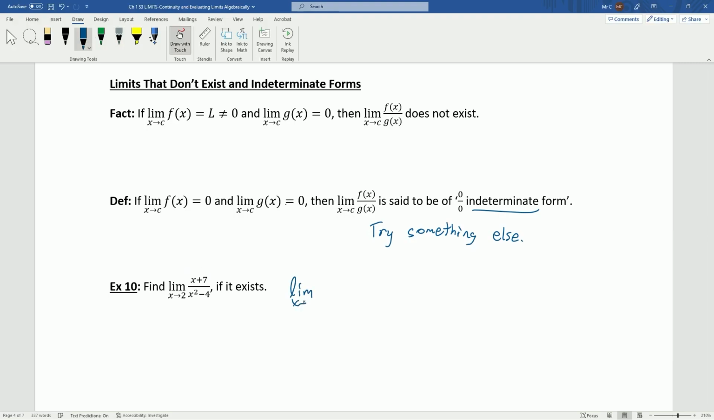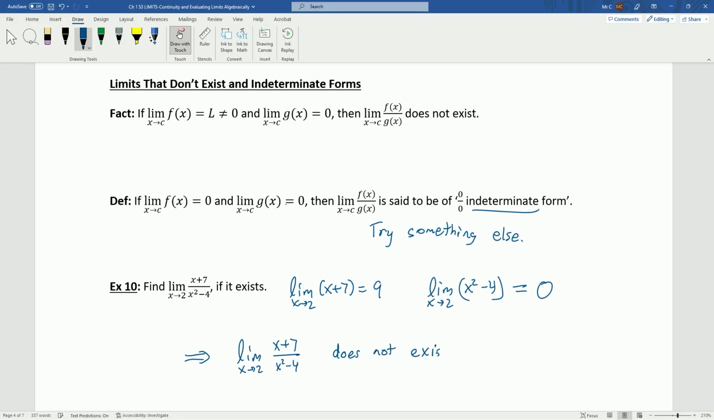If I take the limit as x goes to 2 of x plus 7, I get 9. And the limit as x goes to 2 of x squared minus 4, that's my denominator, that is 0. So the numerator doesn't approach 0, the denominator does. That implies that this limit does not exist. Done.